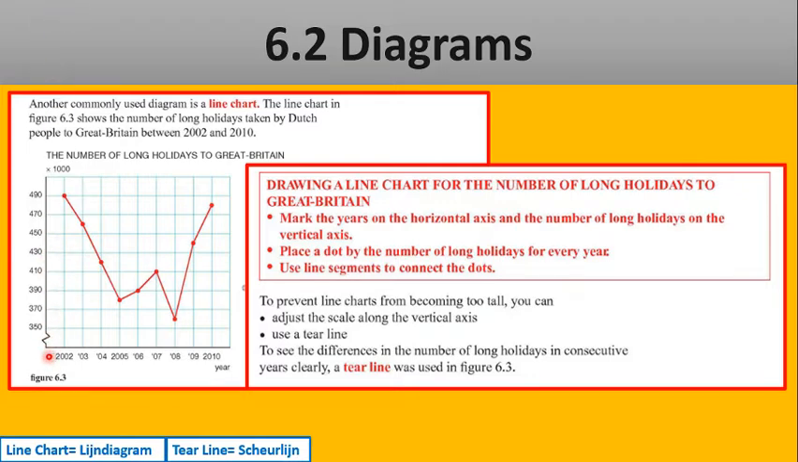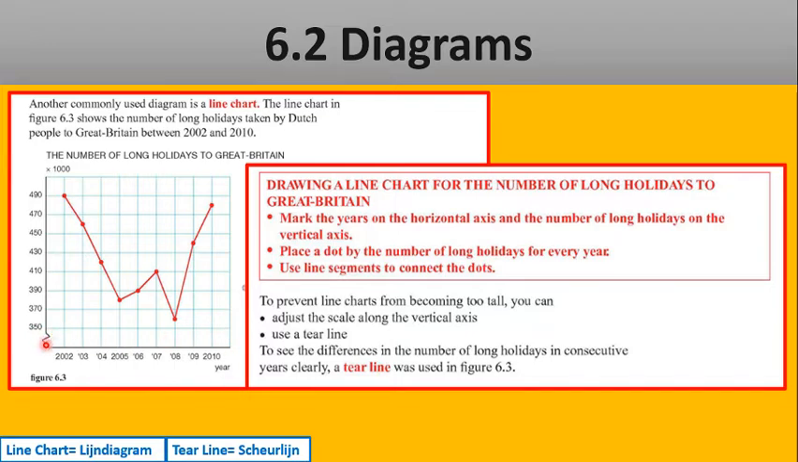So what they've done, they've included a tear line. That indicates that we know that 0 is here, but this part of the chart doesn't say anything to us. It's not necessary.